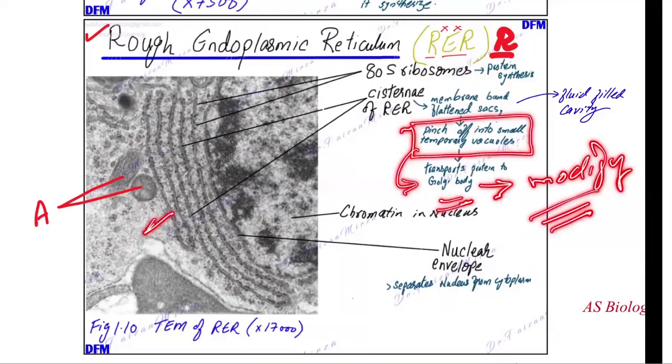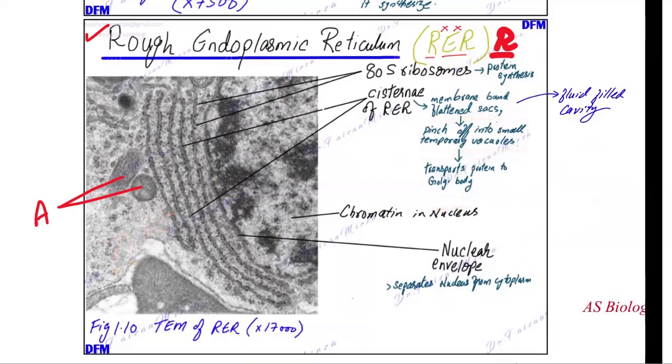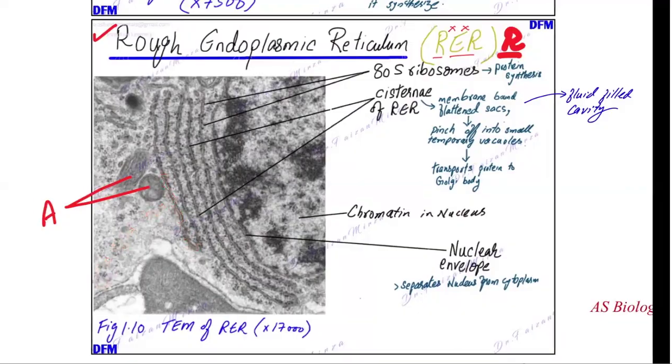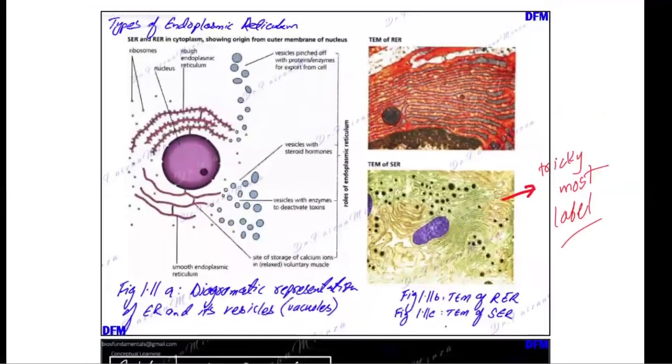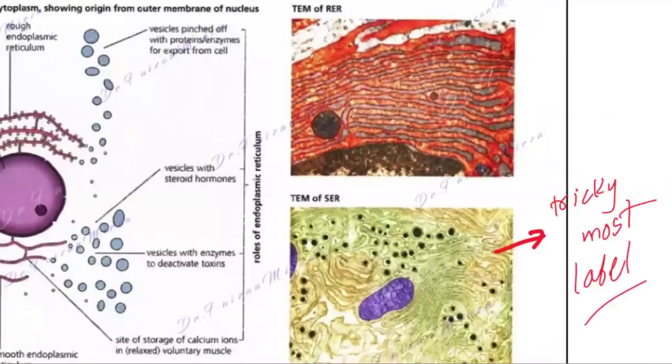So how can this ER send things to Golgi? The cisternae end up being pinched off into tiny vesicles. The vesicles then start to move within the cell, and they go to Golgi and fuse with Golgi. This is a diagram showing you how the rough and the smooth ER both are joined to the nuclear envelope, and they both can pinch off into tiny vesicles, and these vesicles will carry their products to the Golgi for modification.